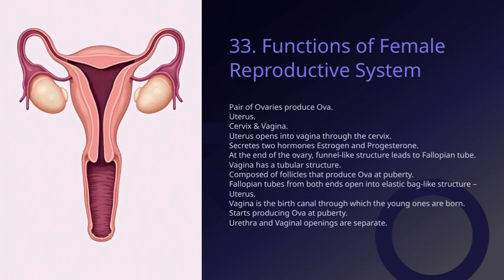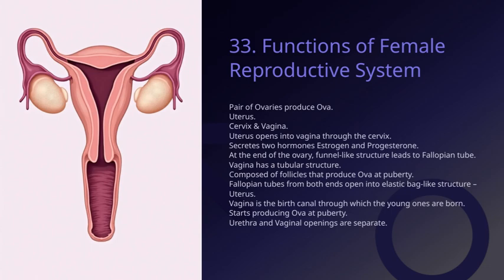This is when the ovaries begin releasing eggs regularly. The fallopian tubes from both ovaries open into an elastic, bag-like structure called the uterus, where fertilization typically occurs and the embryo develops. It's also important to note that the vagina is separate from the urethra, which is the tube through which urine is expelled. This separation is crucial for the proper functioning of both systems.